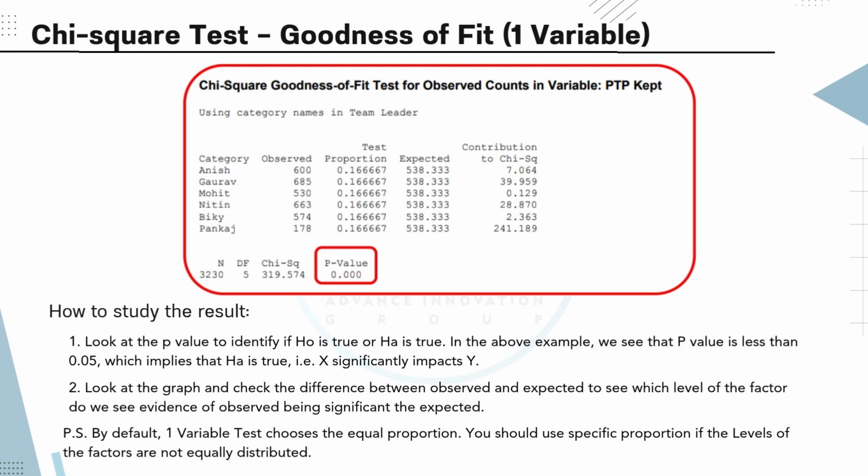2. Look at the contribution to chi-square. Each row shows how much that team member contributes to the total chi-square value. For example, Pankaj contributes 241.189, which is massive compared to others. This means his actual performance is very different from what was expected, possibly indicating a special cause or area that needs deeper analysis. 3. Check the graph.